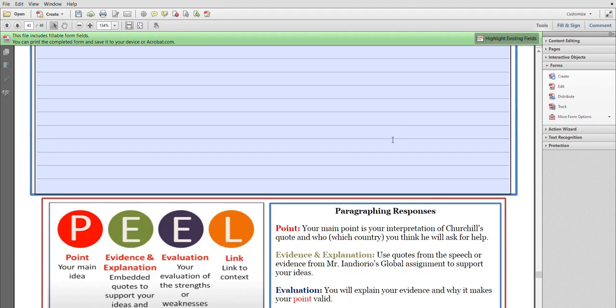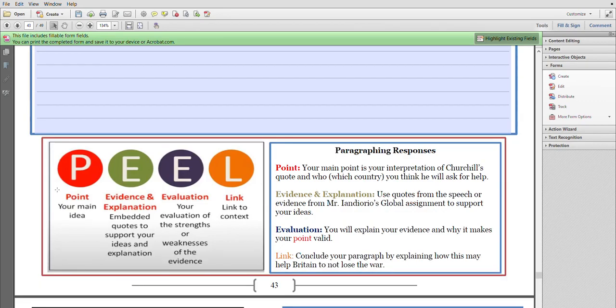All right, down here's a guide, the PEAL guide. PEAL stands for point, evidence and explanation, evaluation, and link. So if you want to write an effective paragraph, first you're going to put down your point. Your main point is your interpretation of Churchill's quote, and two, which country you think will assist him.